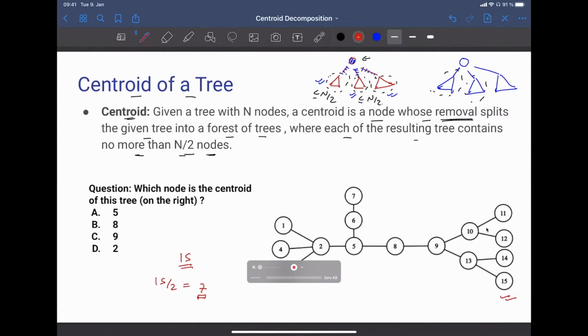Okay, so I've created a poll. You guys can answer the poll. I'm showing you the diagram once again. Can you guys find the centroid of this tree? Again, the centroid is a node such that all the subtrees which are attached to the centroid have size less than n by 2.